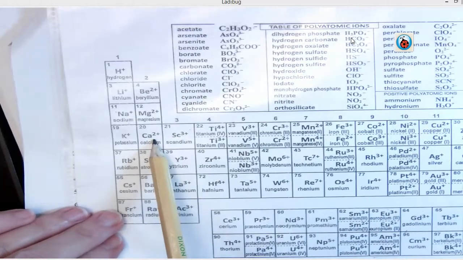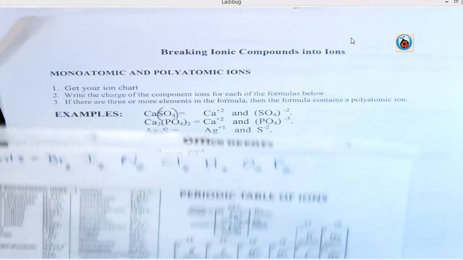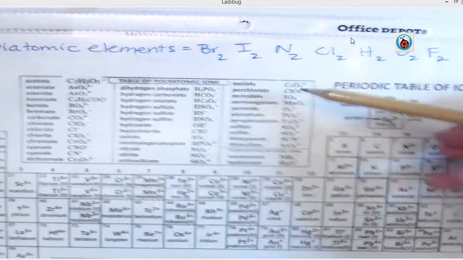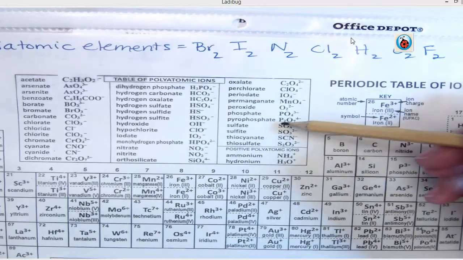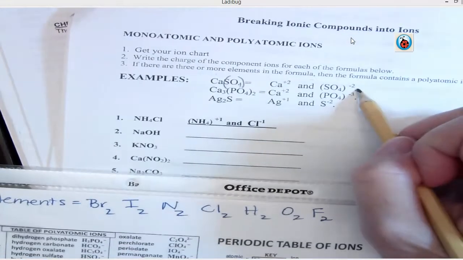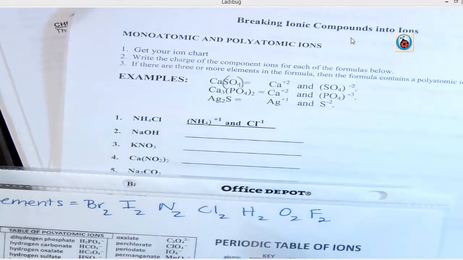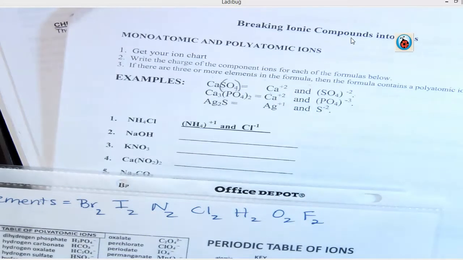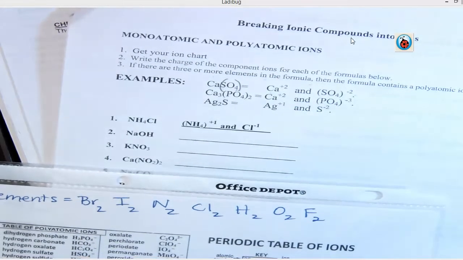He's a +2. And then we've got that SO4, so you're going to go into your polyatomic ion chart and find SO4. There it is. And that whole thing, that sulfate, is a -2. That's all we're doing. We're breaking apart compounds into their ions. This is going to lead us into the next page, which is going to be the word equations.